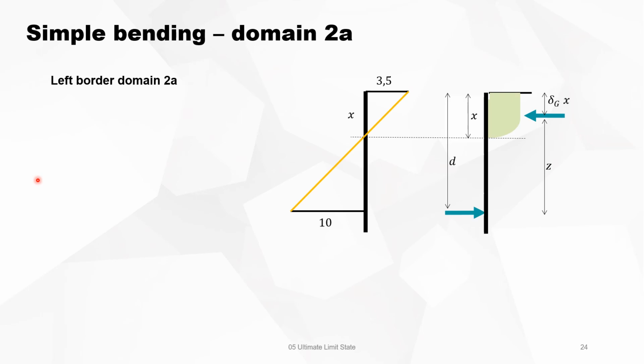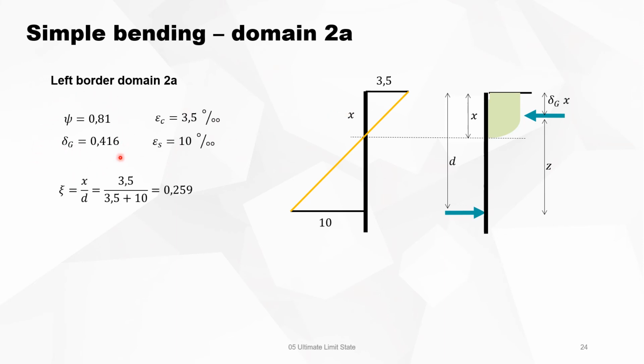Now let's look at the left border of domain 2a. We know in the left border that epsilon c is 3.5 and epsilon s 10. Then we can go to the stresses in the concrete and the force in the concrete and the force in the tension reinforcement. Now, what we want to do is to calculate mu d for the left border and the xi for the left border. We know for domain 2a, psi and delta g are known. Xi is just x over d, and it's equal by similar triangles to 0.259.